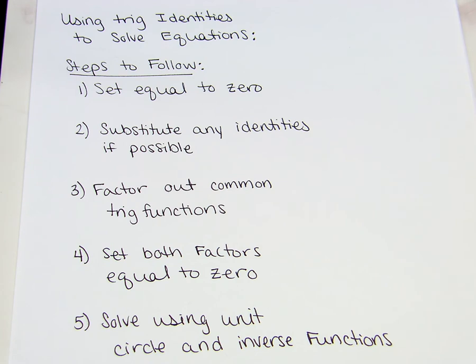If it's possible, you want to factor out any common trig functions. Like sometimes you can factor out a sine or a cosine. Then you want to set all the factors equal to 0 and use the inverse trig function to solve for the missing value, x or theta, however it's written, in the equation. So, we'll try an easy one first.